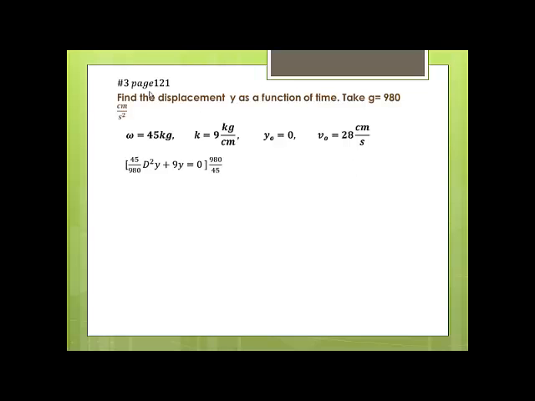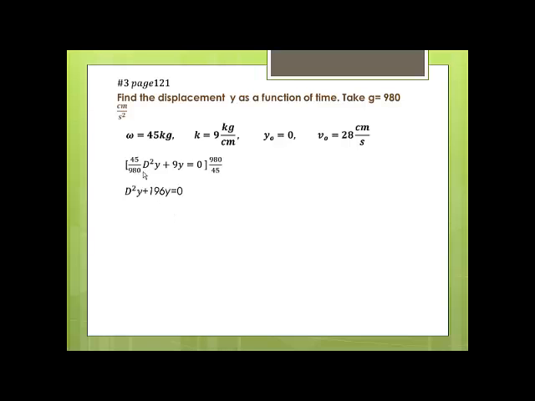We have here the equation: 45 over 980 d squared y plus 9y is equal to 0. So we will multiply this by 980 over 45 to make this coefficient 1. So we have d squared y plus 196y is equal to 0.